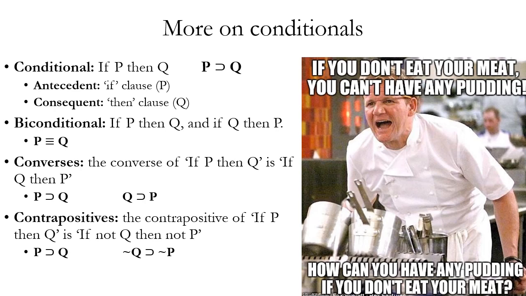The contrapositives are, however, logically equivalent. So the proposition, if you don't eat your meat, then you can't have any pudding. Its contrapositive is, if you can have pudding, then you do eat your meat. And those are actually saying the same thing, logically speaking.